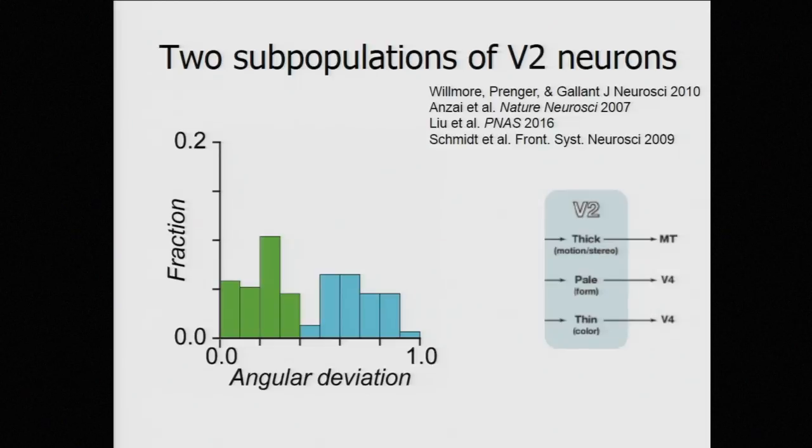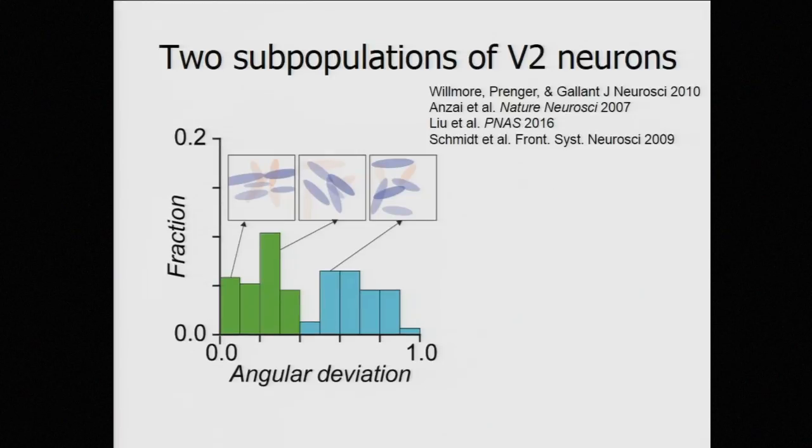Our measure of how complicated their tuning was locally to orientation was this measure of angular deviation, which I'm going to explain using a few examples. So this is an example with angular deviation close to 0, where all the excitatory blue features have approximately the same orientation. And the saturation of the color is the strength with which this subunit is affecting responses of V2 neurons. But then there are other neurons where the excitatory signals are all over the place and form a more complicated pattern that we don't yet know how to put in words.